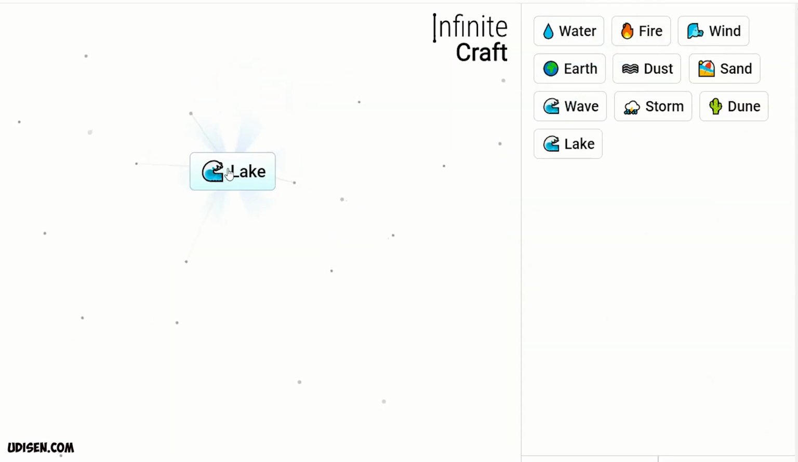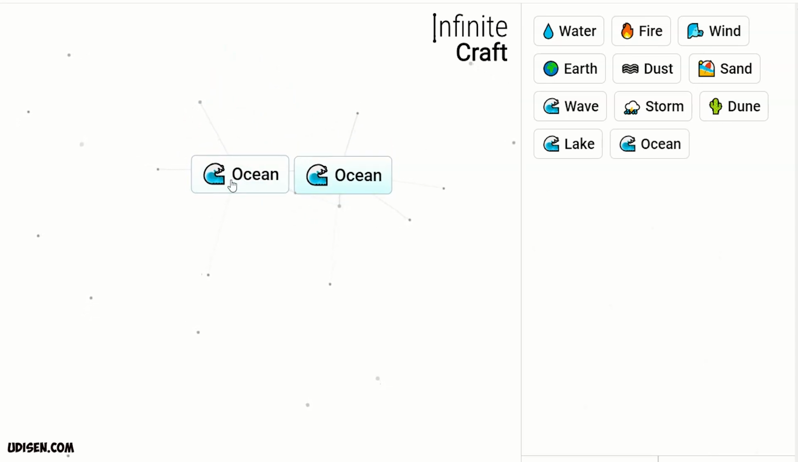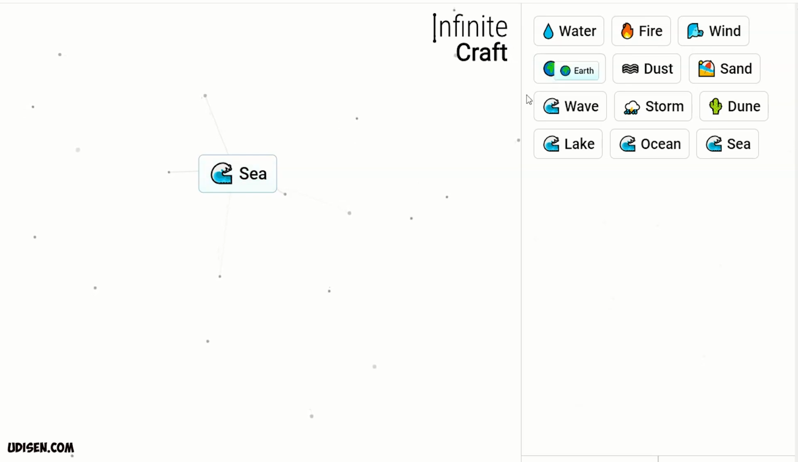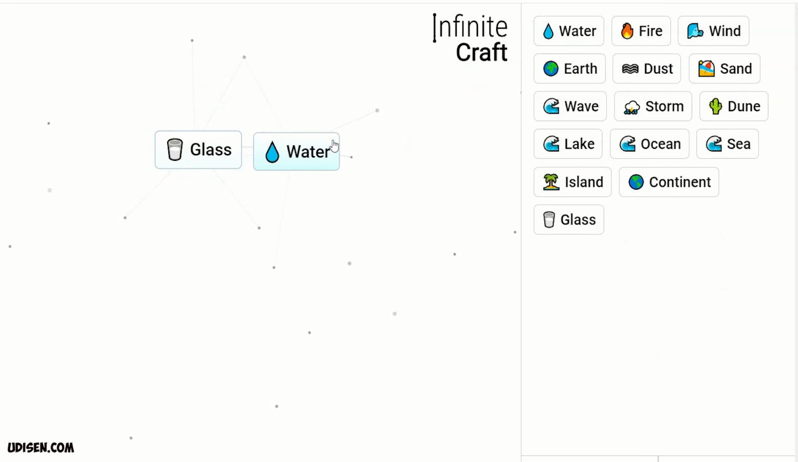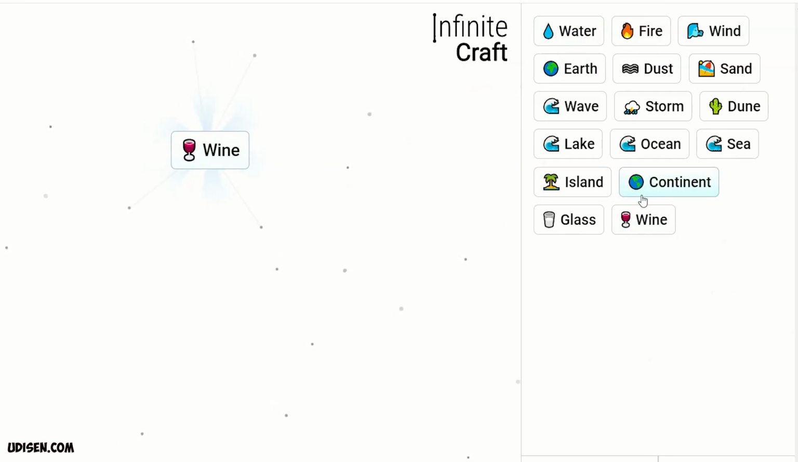It is lake. Two lake. Ocean. Two ocean. Sea. Sea and earth. Iceland. Two Iceland. Continent. Continent leave somewhere. Then, where is it? Dust and fire. Glass. Glass and water. Wine. Wine and continent. Europe. Europe leave here.